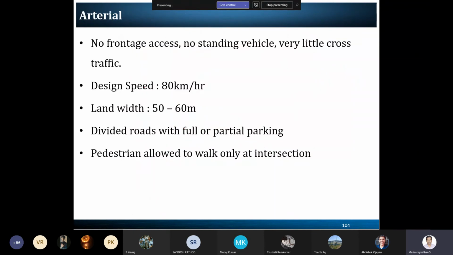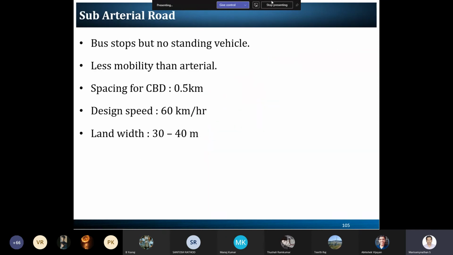The same things I have explained over here. The arterial road: there is no standing vehicle, very little cross traffic will be there. That means very few junctions will be there. 80 kilometers per hour we are providing as the design speed. 50 to 60 meter divided road, with full or partial parking facilities allowed. Pedestrians are walking at intersections only. There is no median or there is no jumping, and crossings are not allowed for pedestrians. So this is with respect to the arterial.